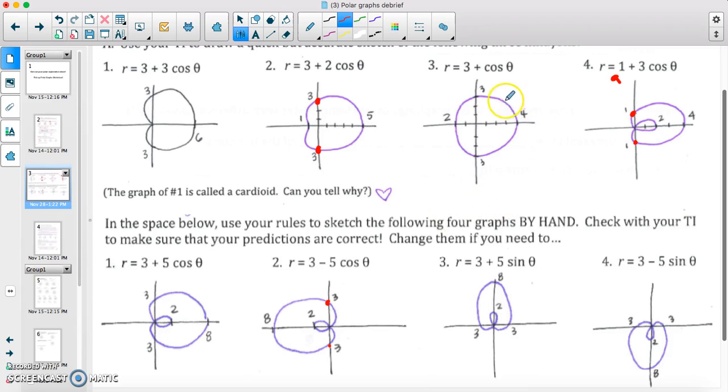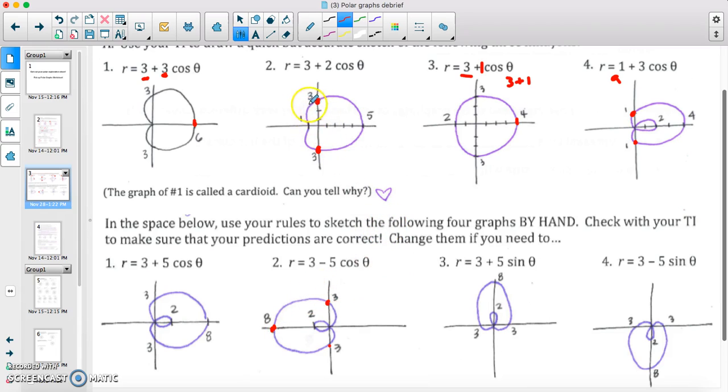The next thing to look for is how far out it goes, like how big the petal is. The way to find that value is you add your A and your B together. Here my A is 3, my B is 1, so 3 plus 1 is 4. So 4 is how far out it goes. Here we've got 3 plus 3 is 6, so it goes all the way out to 6. Even when it's a negative, you're using the absolute values of the numbers. So 3 plus 5 gives you 8, so it's going out to 8.